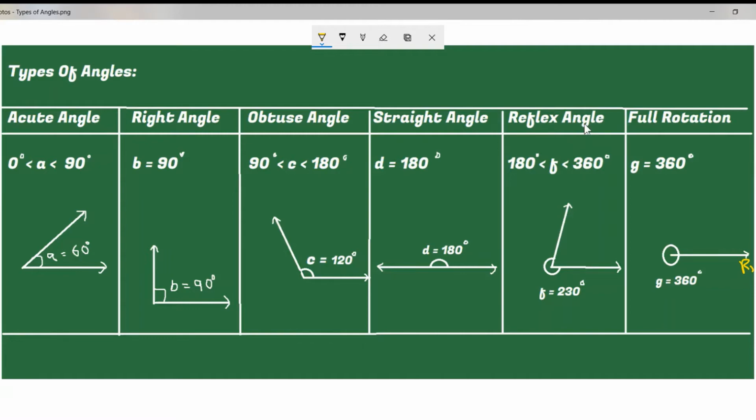Next is reflex angle. Reflex angle measurement would be greater than 180 and lesser than 360. Here I have taken angle F which is equivalent to 230 degrees. Here we have to take the external measurement. If we take this as the internal angle, then this is called the external angle. So angle F is 230 degrees which is greater than 180 and lesser than 360. So F is the reflex angle. Last one is full rotation, which is G, equivalent to 360 degrees. Let's move on to the next page.